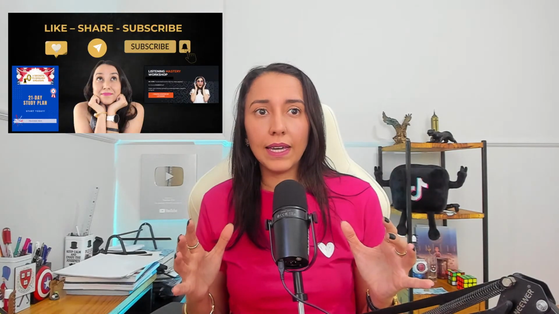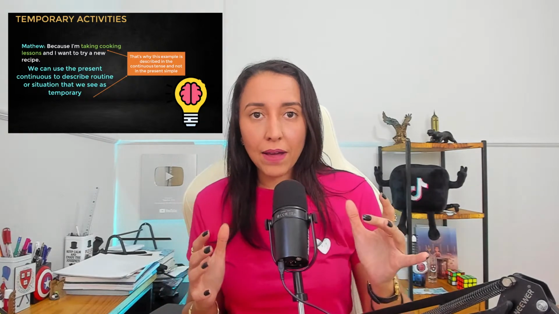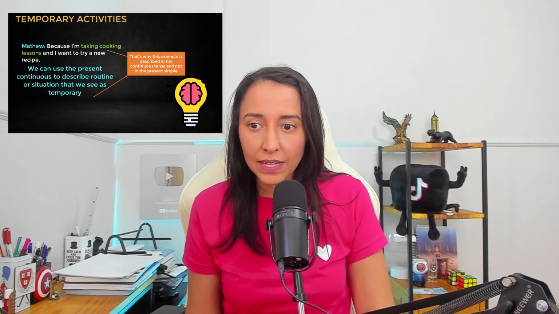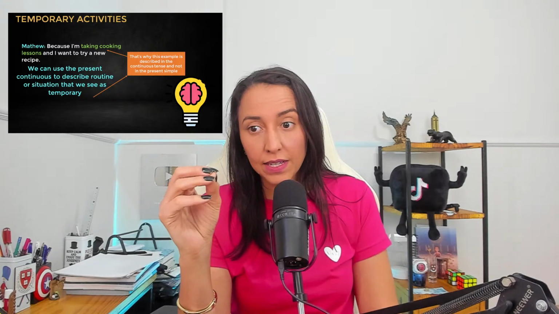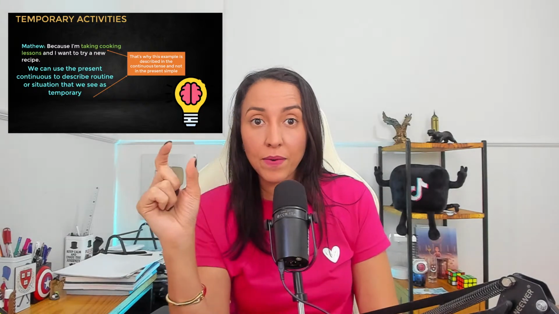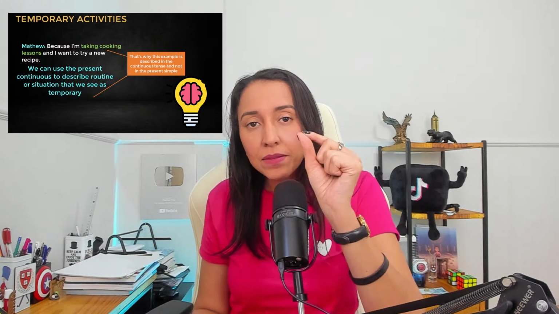He was cooking. Okay? But then he continues to explain why he's cooking. Because I'm taking cooking lessons. But if we think about it, at that moment, he is not at that exact moment taking the cooking lessons. Why not? Because it's a temporary activity. And with temporary activities, we can use present continuous because it's a temporary thing that is happening. Not necessarily right now, but it's in progress. And this is better described with the present continuous.